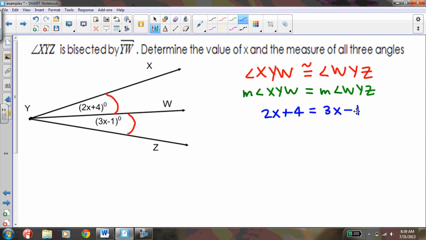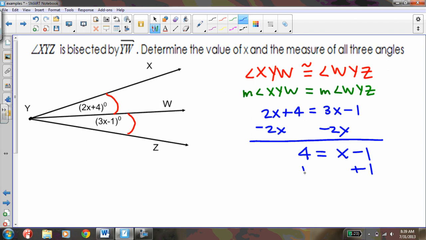Now I can solve. I'm going to get all of the x's on the same side of the equation by subtracting 2x. Now I will isolate the x by adding 1 to both sides. So I found the value of x to be 5. Now I need to find the measure of all three angles.